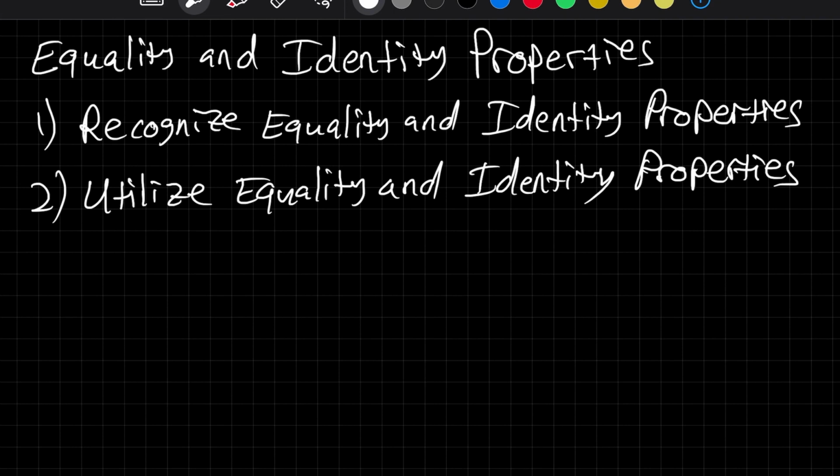I am. Today we're going to talk about equality and identity properties. There are two things we'll learn today. One, we're going to be able to recognize equality and identity properties, and then we're going to be able to utilize those properties. So let's go ahead and dive on in here.